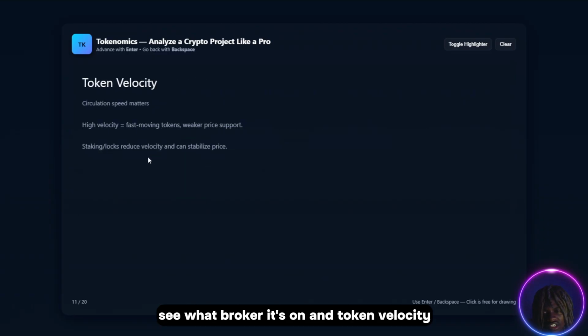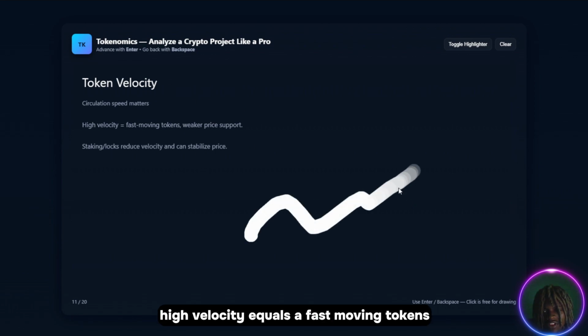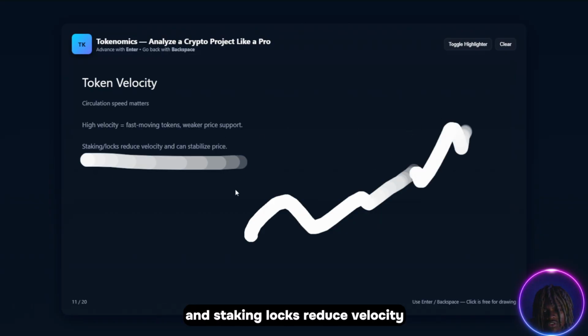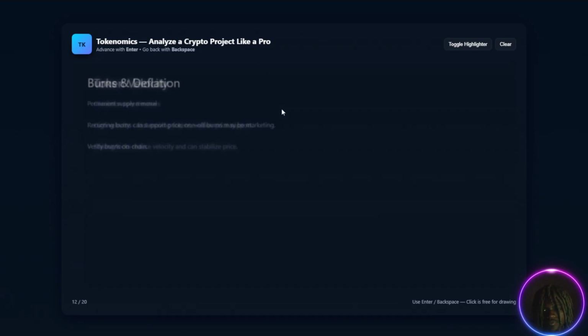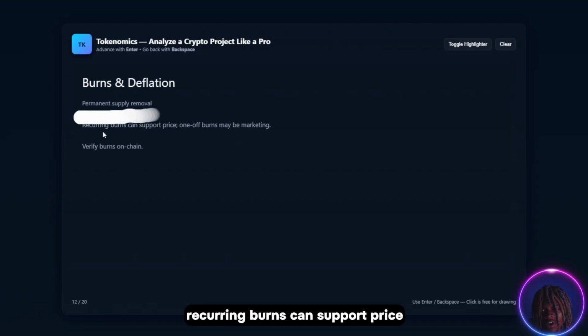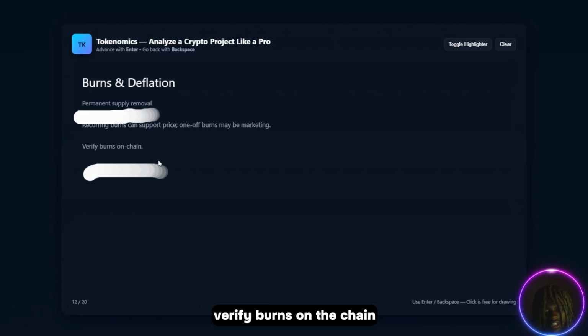See what broker it's on. And token velocity: the circulation speed definitely matters. High velocity equals fast-moving tokens with weaker price support. Staking locks reduce velocity, but they can stabilize price. And burns and deflation, so permanent supply removal. Recurring burns can support price, and one-off burns may be marketing. Verify burns on the chain.